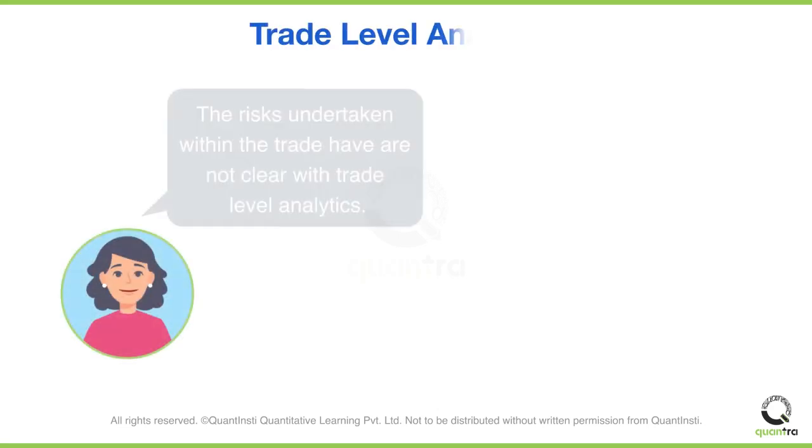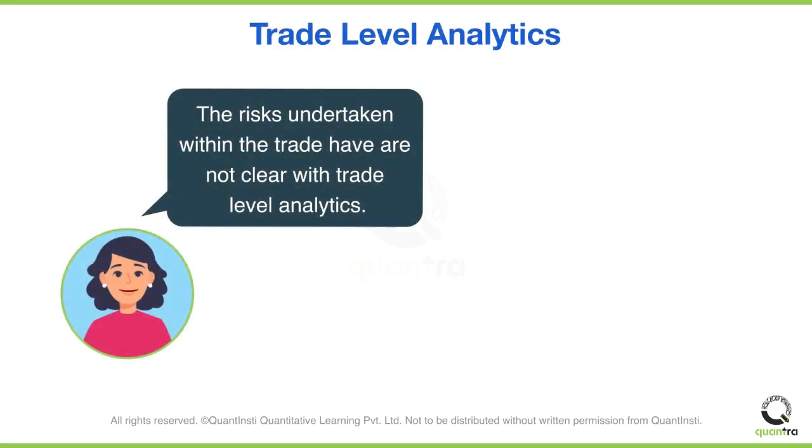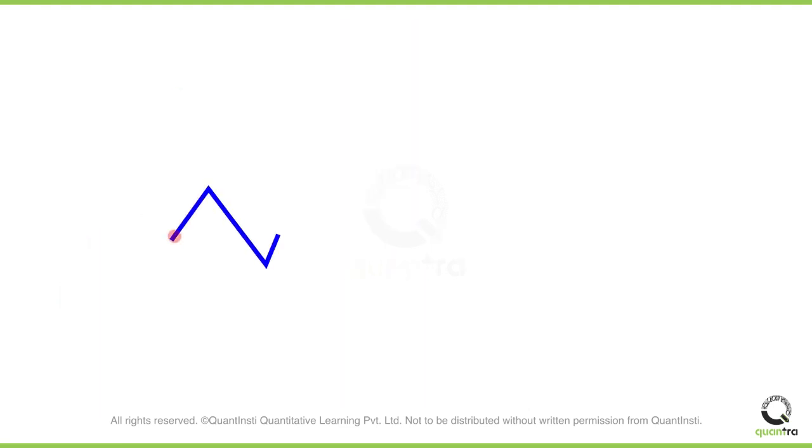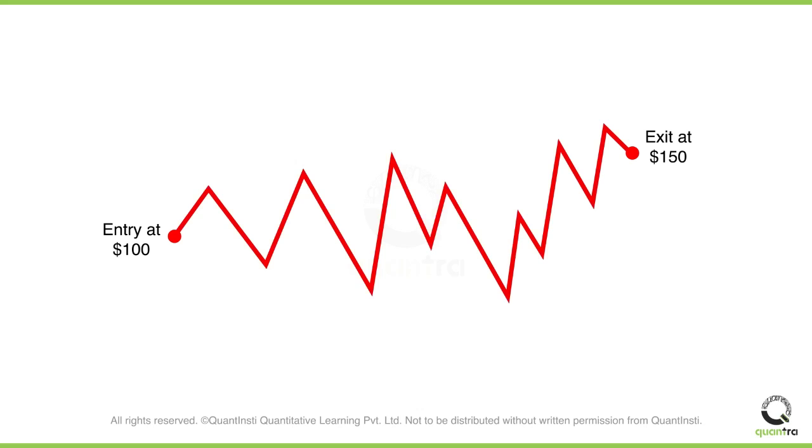In the previous section on trade-level analytics, we observed that the trade-level metrics only consider the entry and the exit prices. But they don't consider what happened between the entry and exit time of the trade. In order to understand the strategy's performance within a trade, we need to analyze some other metrics as well.